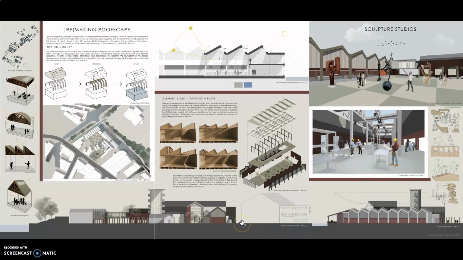Another additional space I added to the brief was to include a viewing tower, which allowed people to go up and be at a higher elevation compared to the surrounding buildings, and give them the opportunity to see the existing roofscape of Digbeth, a view which cannot be experienced from below.